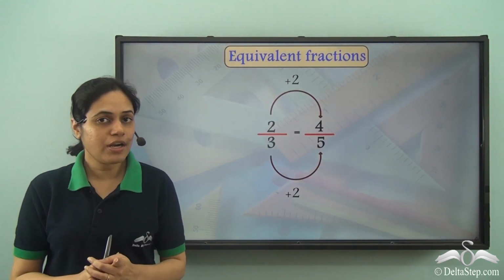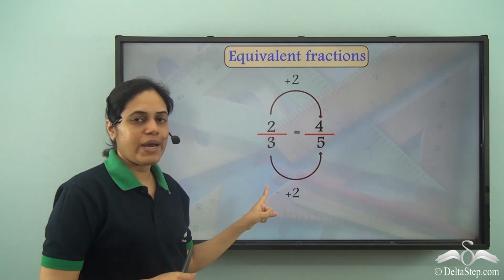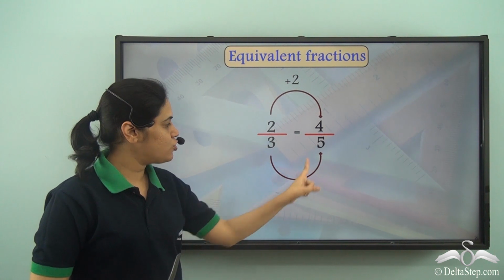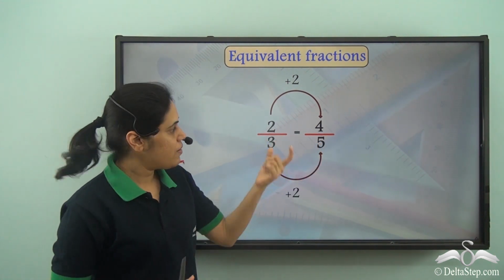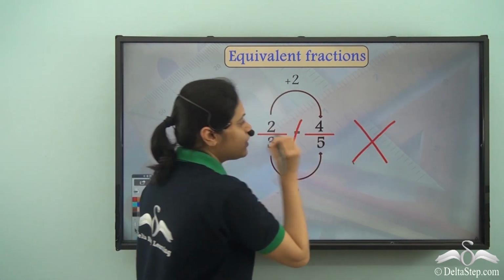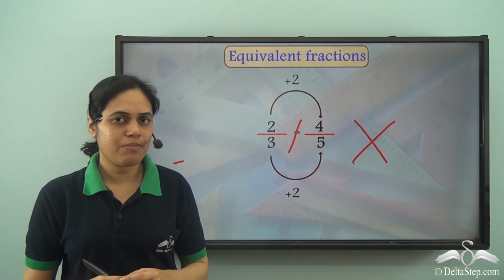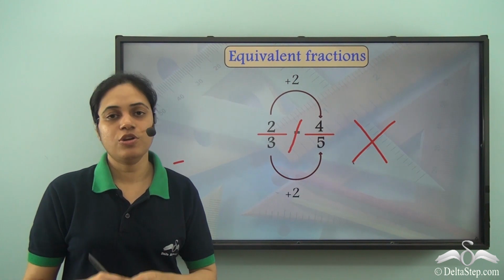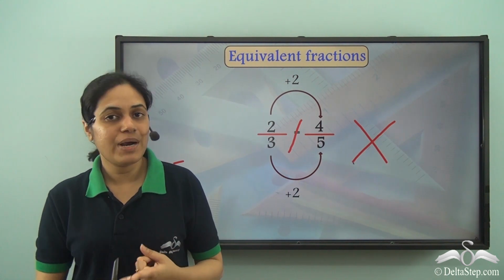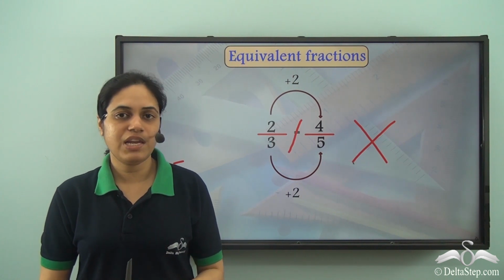Remember, you do not get equivalent fractions by adding. So if I have a fraction 2 by 3 and I add 2 to the numerator, I get 4, and I add 2 to the denominator, I get 5. But are these equivalent fractions? No, these are not equivalent fractions. So adding the same number to the numerator and denominator does not give me an equivalent fraction. Also, subtracting will not give an equivalent fraction. Only multiplying and dividing by the same number will give me the equivalent fraction.